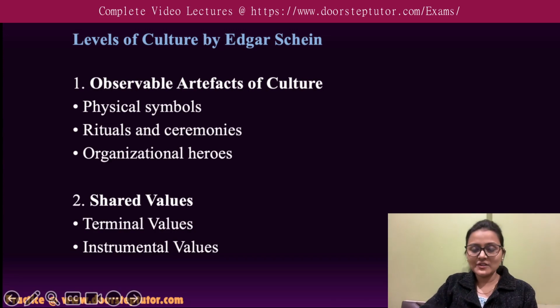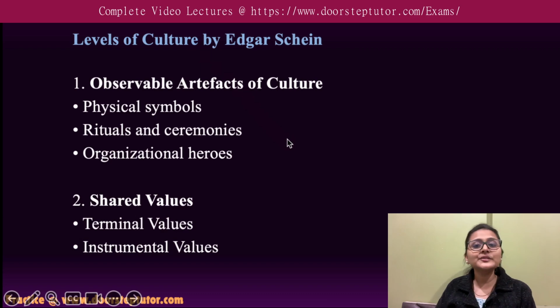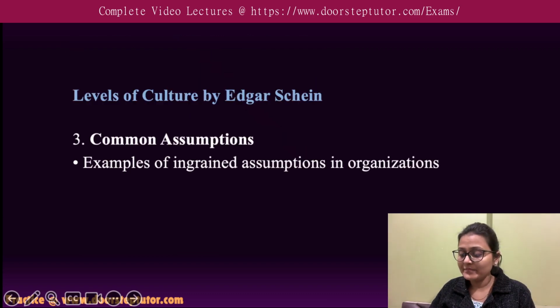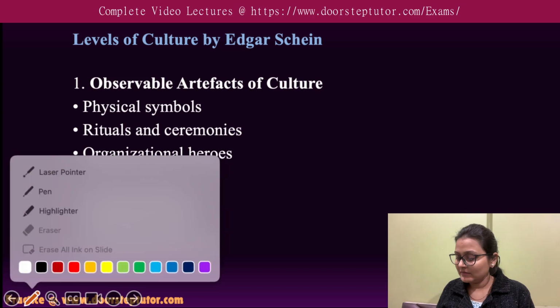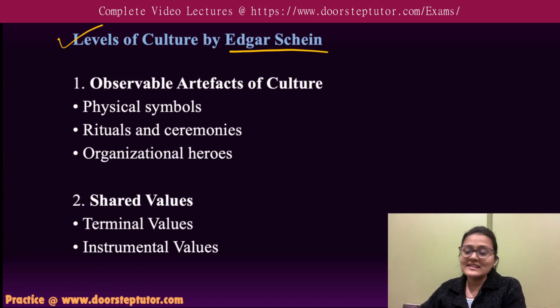In the previous lecture, we were doing organization culture. So, we have completed functions of organization culture in the previous lecture. In this lecture, we are going to start levels of culture, which is given by Edgar Schein. He is an organizational psychologist. So, let us look at what are the levels of culture which Edgar Schein has given.